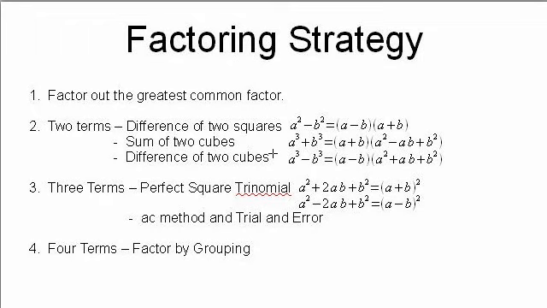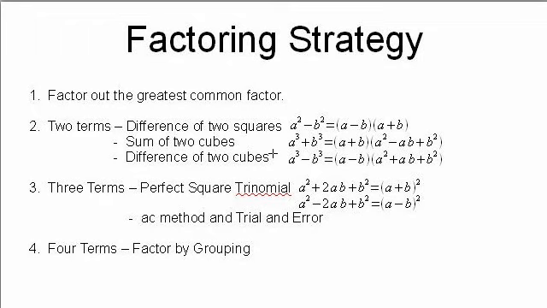The first thing you do when you're factoring is you want to see if you can factor out a greatest common factor. Then we want to look and see how many terms we have. If we have two terms, we want to see, is it the difference of two squares, the sum of two cubes, or the difference of two cubes.